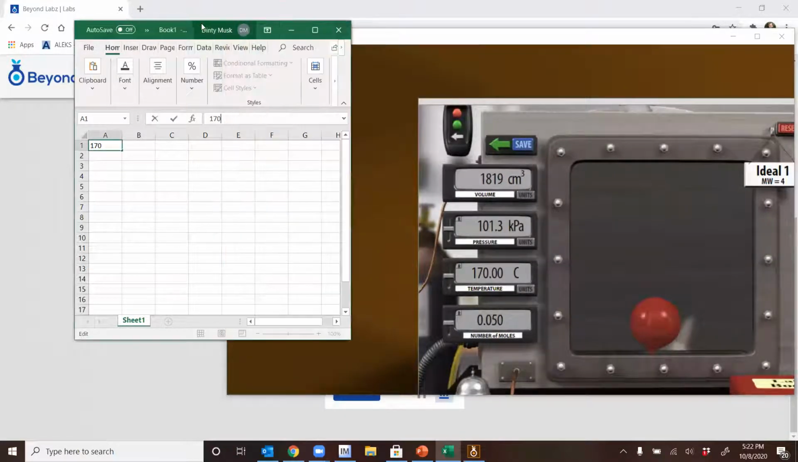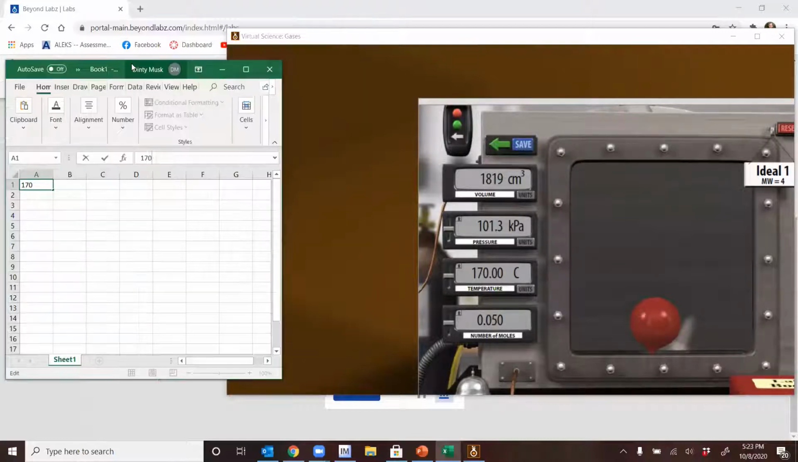So I guess they're following along with the way that Microsoft does their updates. Every time they update any of their applications, they get less good and less user-friendly. So I guess Beyond Labs is going the same route.